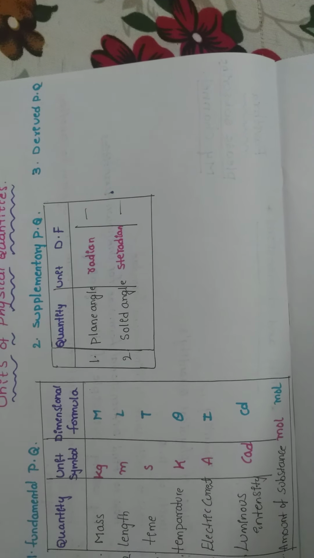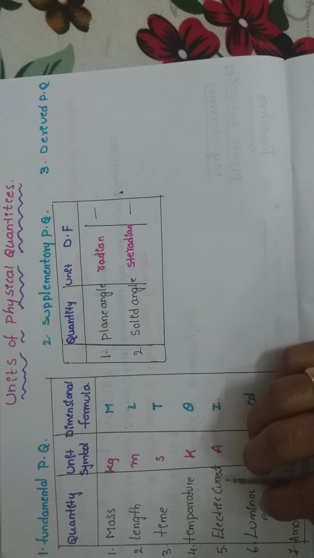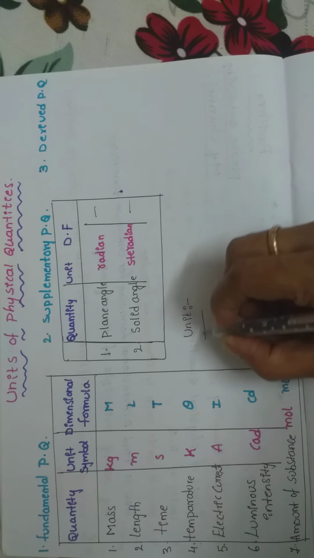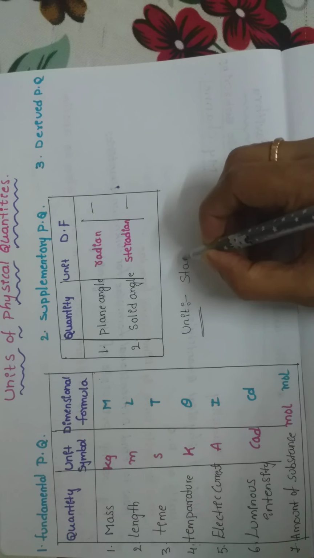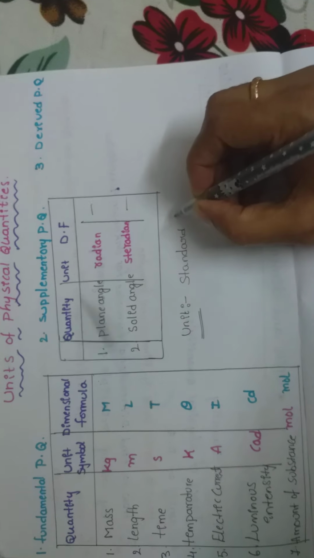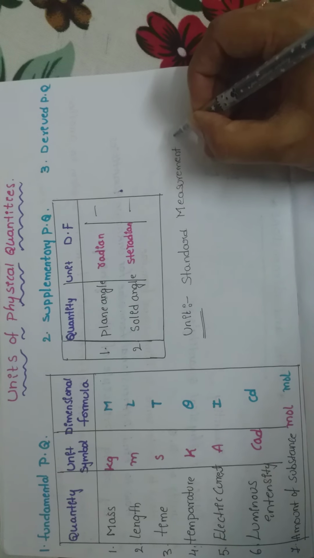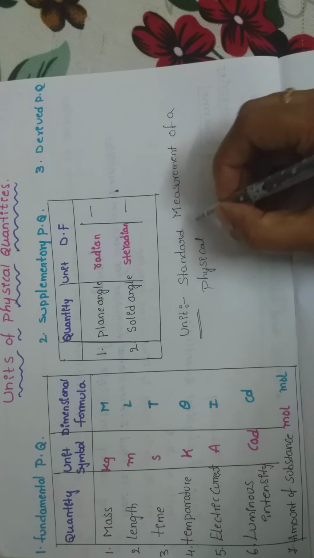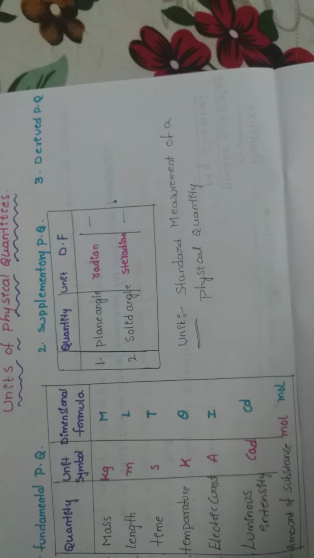Let's find. So before going to tell the units and dimensional formula, first we need to get one clarity. What is the meaning of unit? So unit is nothing but standard measurement of a physical quantity. Standard measurement of a physical quantity is known as a unit, right?